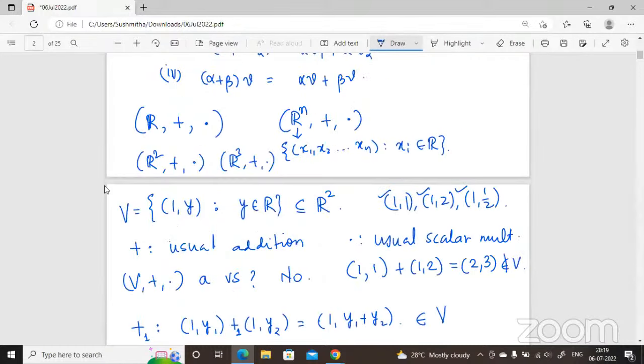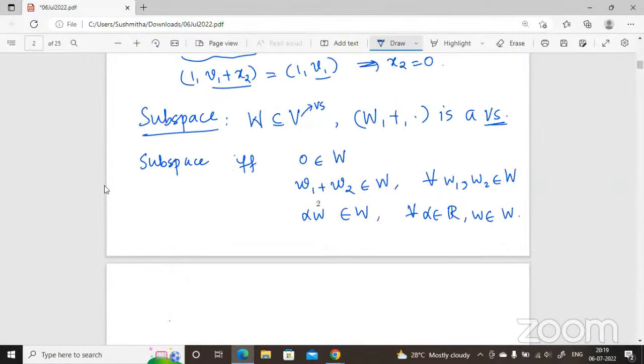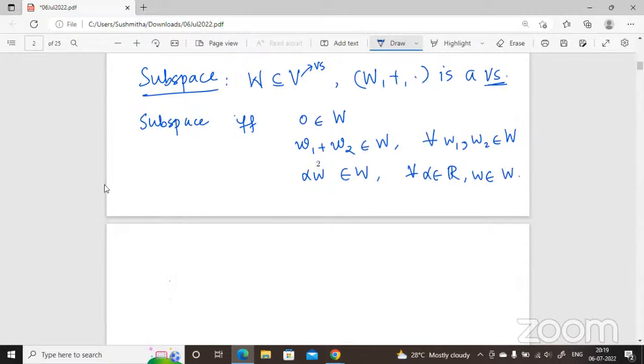So yeah, we just need to check this. 0 belongs to the subspace, the subspace is closed under addition, and it is closed under scalar multiplication. Once this happens, we can tell that it is a subspace.